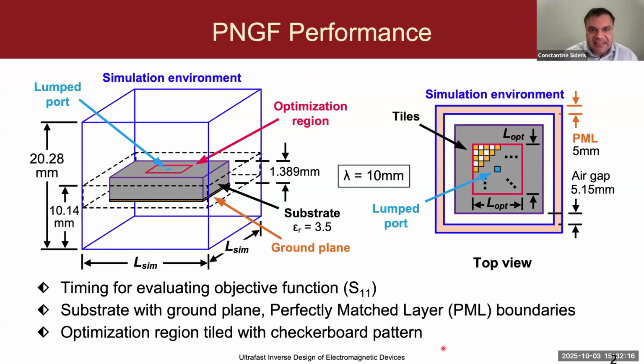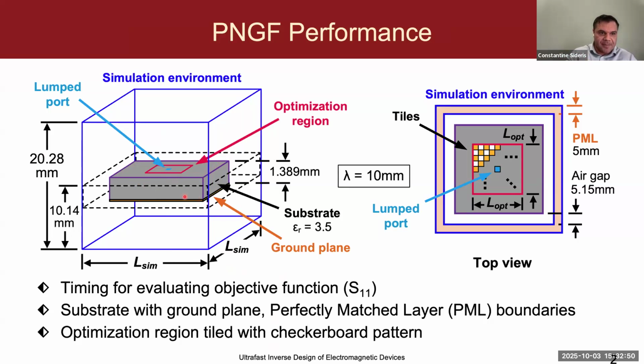So let's start getting into some results. At the beginning, before we do some real design examples, we consider a few contrived toy examples to validate the theoretical expected performance of the PNGF method. In the first case, we construct a design comprising an optimization region on the top surface of a substrate with a ground plane. And we look at the time needed to evaluate the objective function for two cases. And the objective function is basically due to a tile flip.